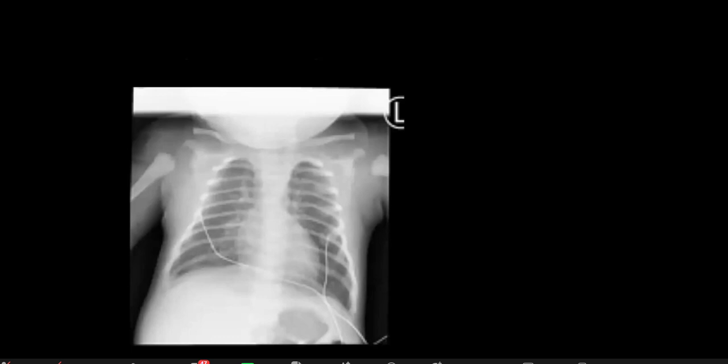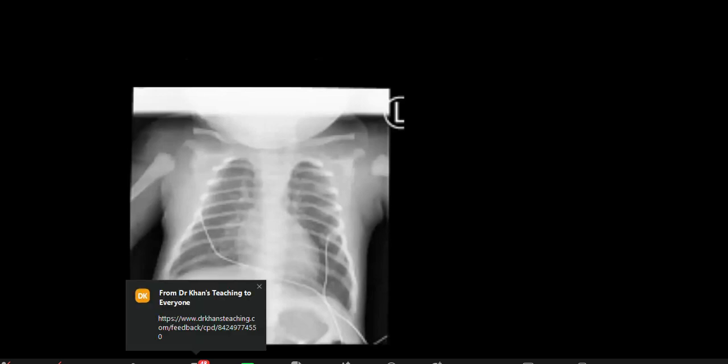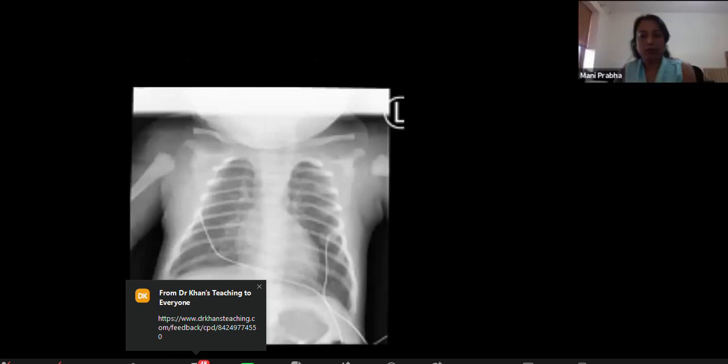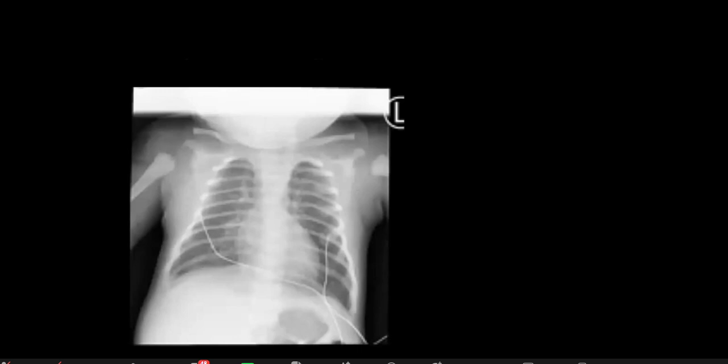So, a frontal chest radiograph, again, a fairly young patient. Sorry, there is a problem with the image, I can't see that well. But anyway, I'll do what I can.